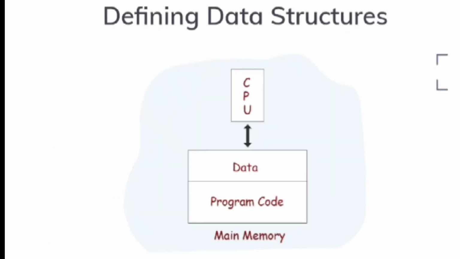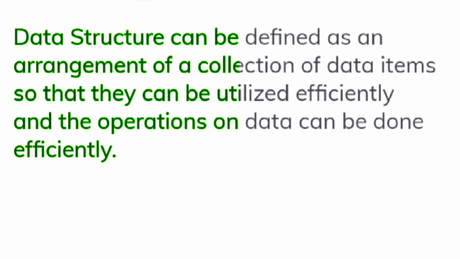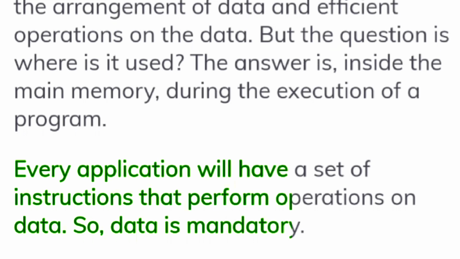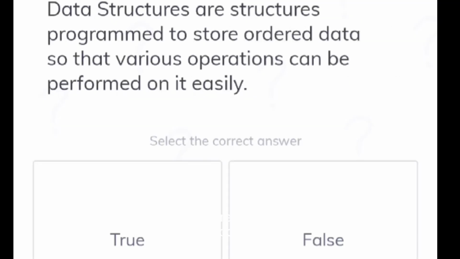Defining data structure. A data structure can be defined as an arrangement of a collection of data items so that they can be utilized efficiently and operations on the data can be done efficiently. Therefore, data structure is all about the arrangement of data and efficient operation on the data. But the question is, where is it used? The answer is inside the main memory during the execution of a program. Every application will have a set of instructions that perform operations on data, so data is mandatory. Here is the question. Data structures are structures programmed to store ordered data so that various operations can be performed on it easily. Tell me the answer.